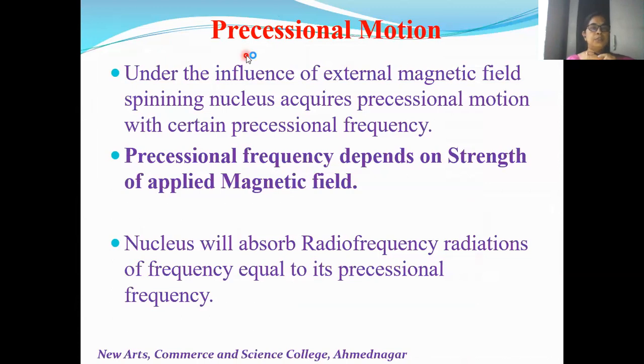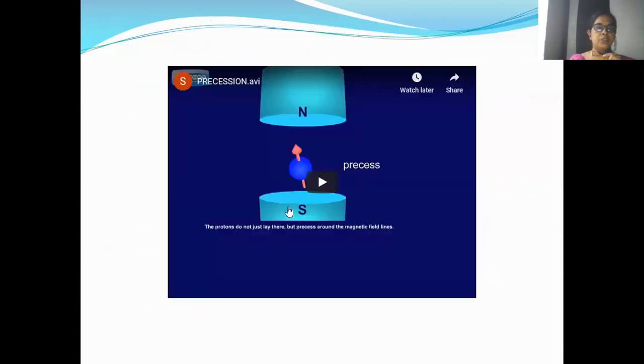Once the nucleus is placed in contact with an external magnet, the spinning nucleus under the influence of the external magnetic field acquires another motion called a precessional motion, and it starts precessing with a certain precessional frequency. Precessional frequency depends on the strength of the applied magnetic field. What is this precessional motion? Let us see in a short video.